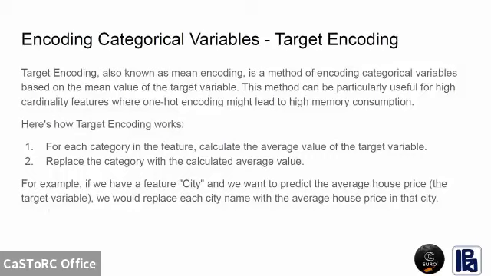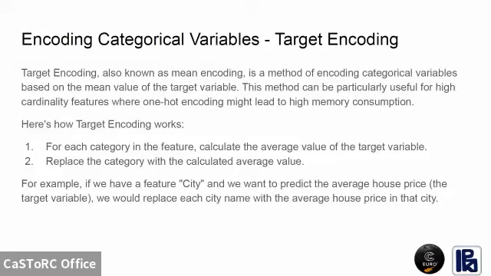What happens if you want to use something similar, but without significantly increasing the dimensionality of the data? Then you can use target encoding. Target encoding is also known as mean encoding. This is a way you can represent a group of categories, for example, if you have a high cardinality feature, and one-hot encoding is not suitable.